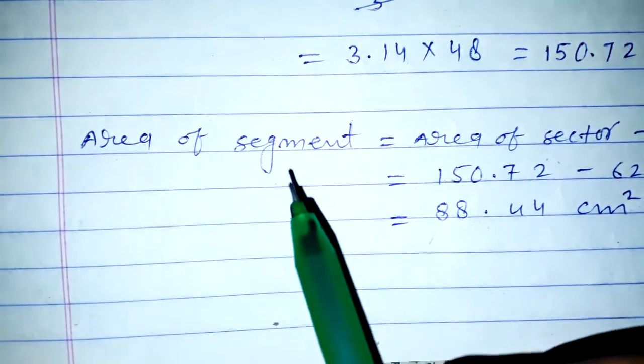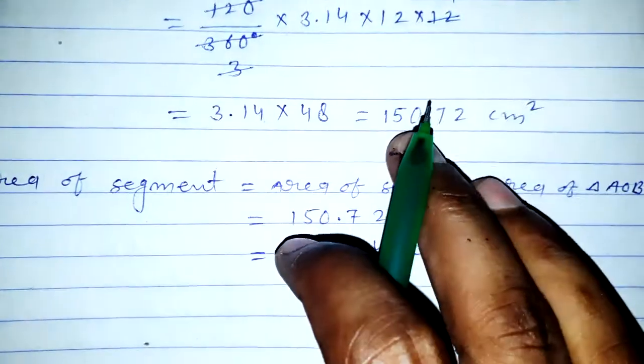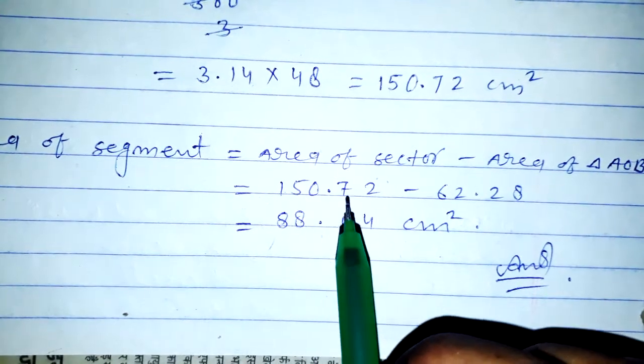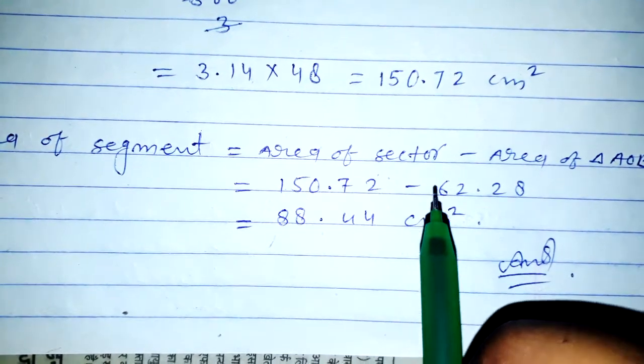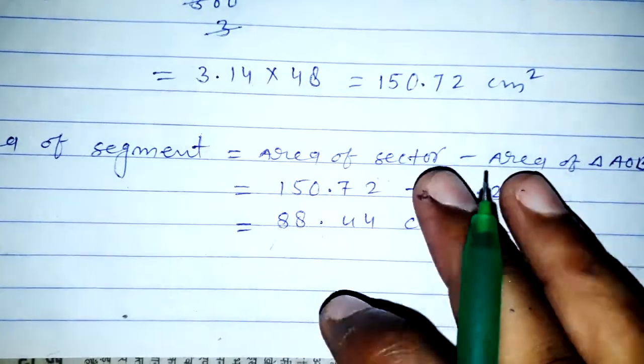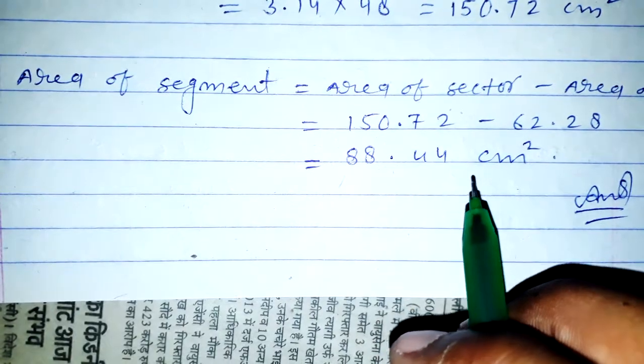Now area of segment is equal to area of sector minus area of triangle. Also this formula. So area of sector is 150.72 minus area of triangle is 62.28. Subtract here, so 88.44 centimeter square.